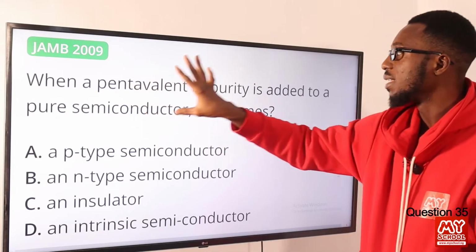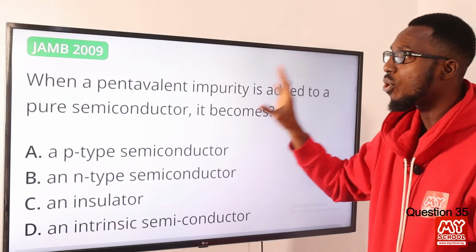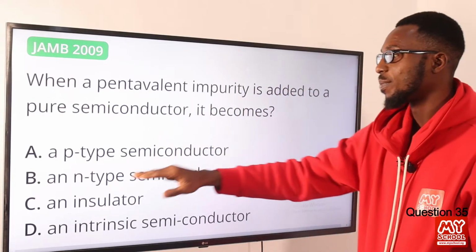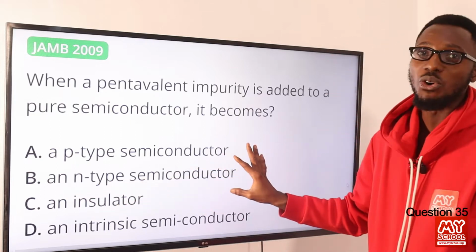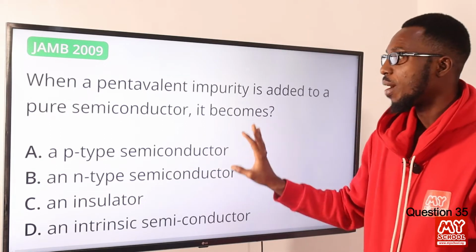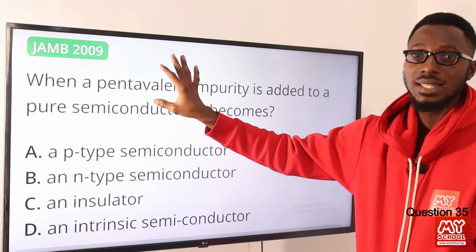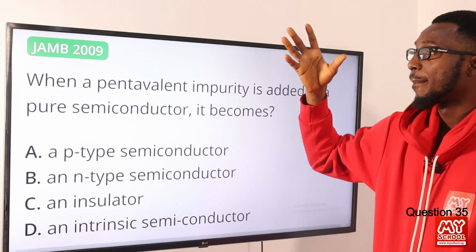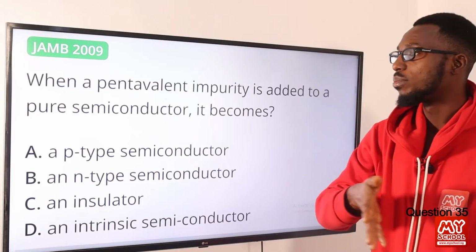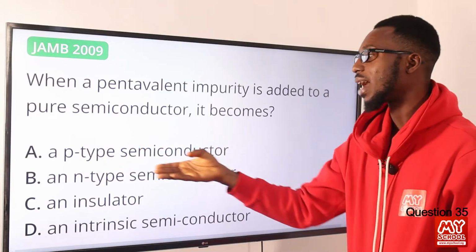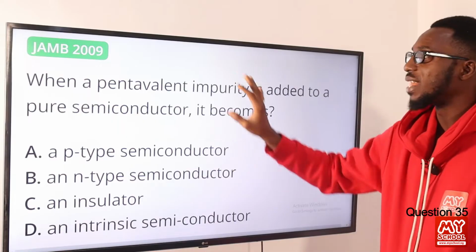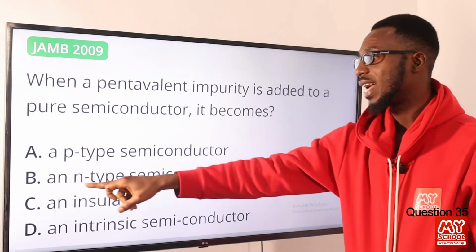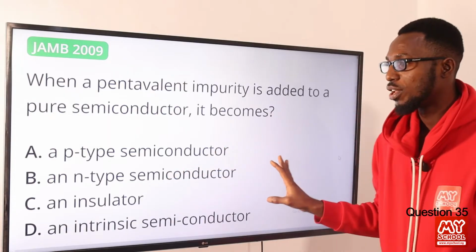When a pentavalent impurity is added to a pure semiconductor, what you get is an N-type semiconductor. But when you use trivalent impurities or dopants, like boron, indium, what you should get is a P-type semiconductor. So with pentavalent, what you are going to get is an N-type semiconductor.